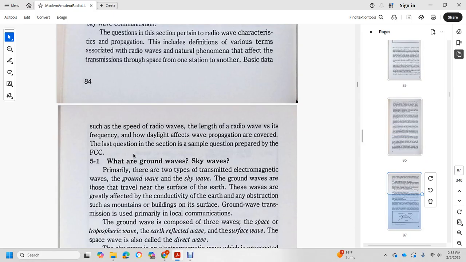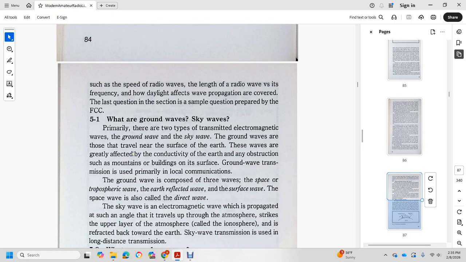What are ground waves and sky waves? There are primarily two types of transmitted electromagnetic waves: the ground wave and the sky wave. Ground waves are those that travel near the surface of the Earth. These waves are greatly affected by the conductivity of the Earth and by obstructions such as mountains and buildings on the surface. Ground wave transmission is usually primarily for local communication. The ground wave is composed of three waves: the space wave, or tropospheric wave, the Earth-reflected wave, and the surface wave.